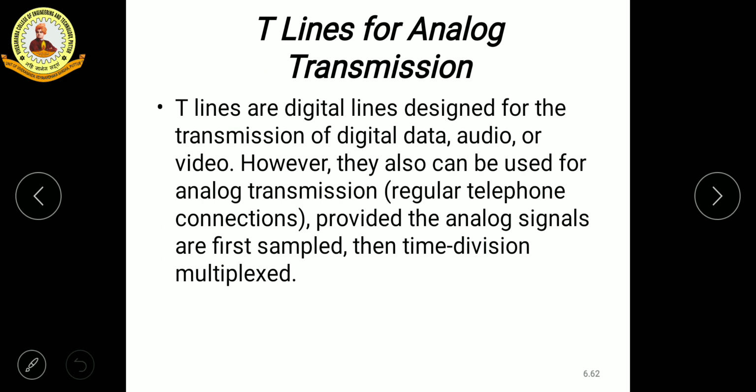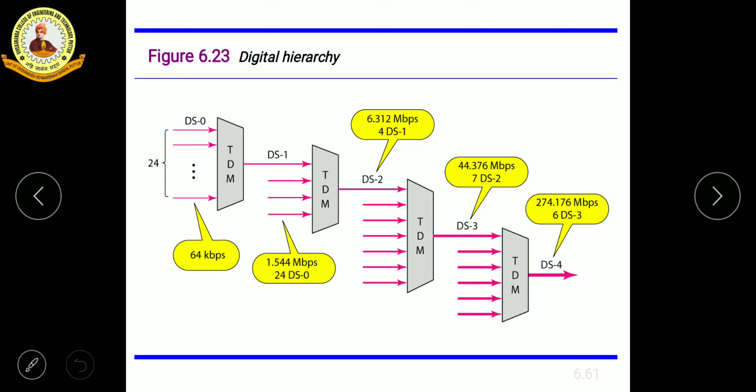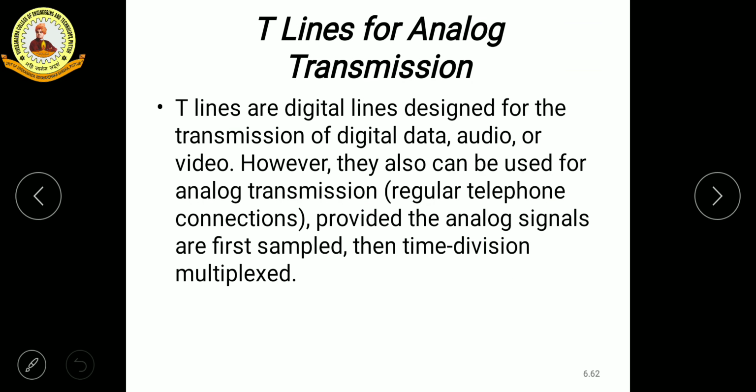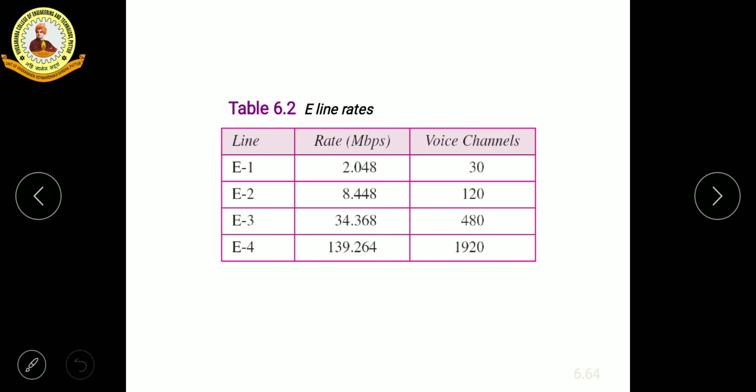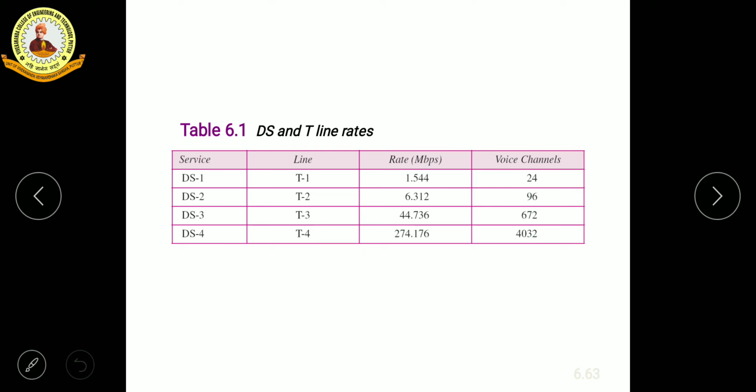Then what are T lines? You have T lines and something called E lines. These are two standards. E lines are followed in European countries, and T lines are followed in the other parts of the world. T lines are digital lines designed for the transmission of digital data, audio or video. They can also be used for analog transmission, provided the analog signals are first sampled and then time division multiplexed.